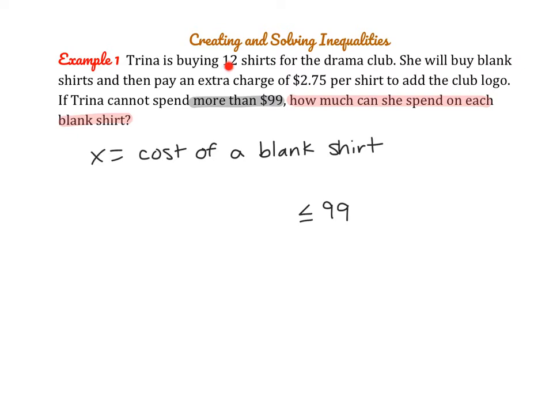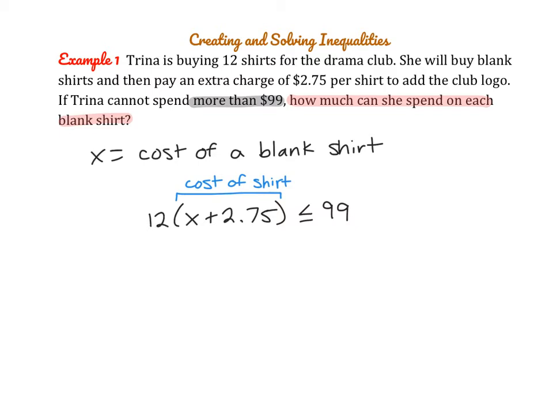So she's buying 12 shirts, and each shirt is going to cost X dollars plus $2.75. So again, the cost of a single shirt is X plus $2.75. Again, X is the blank shirt. $2.75 is the additional cost of the logo. And then she's buying 12 of them. So we need to multiply this by 12 to accommodate all 12.